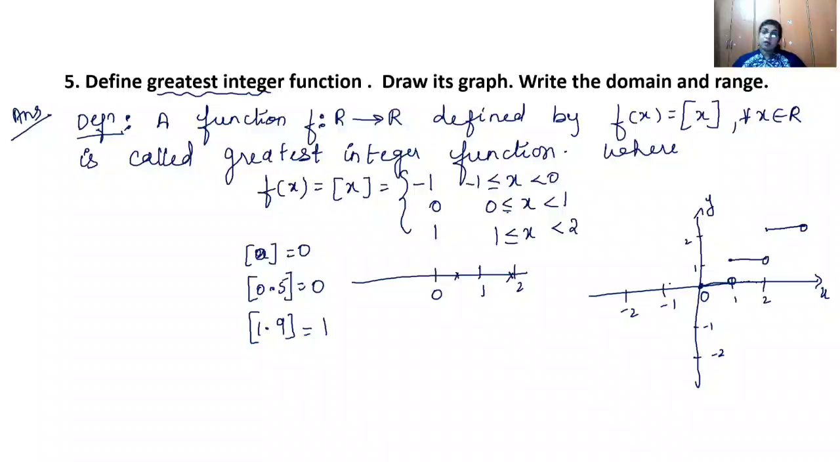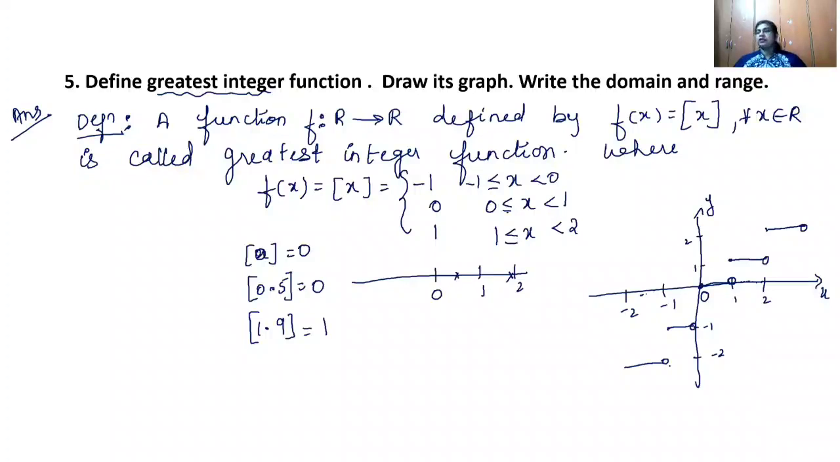Same way, now come to the left side. For all these values, suppose I have minus 0.5. What is my answer for the greatest integer function? It is minus 1. So I'm reaching here. That means for all the values here, you are getting the answer minus 1. For minus 1, it is minus 1. For all the values in between minus 2 and minus 1, what is your answer? Minus 2. So here, this is your answer, minus 2.